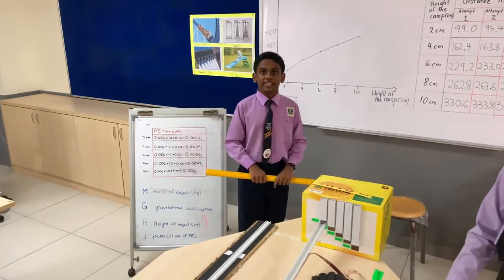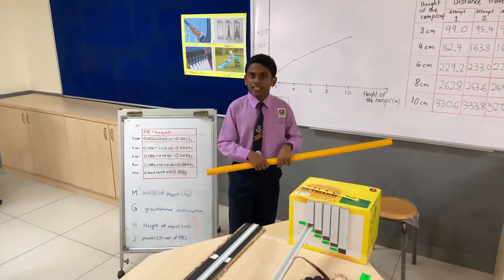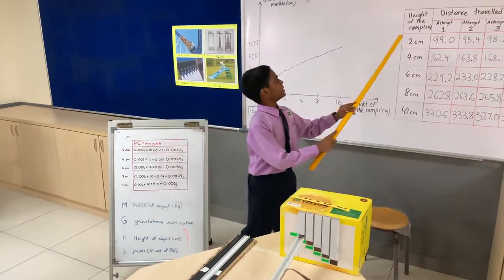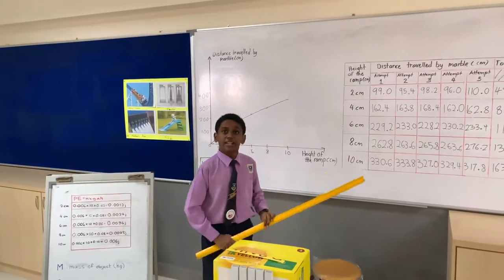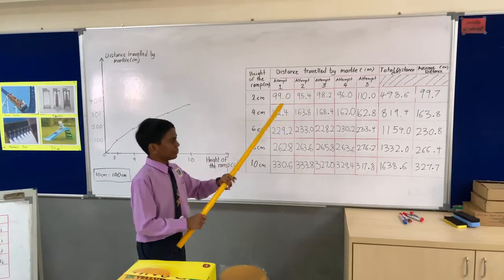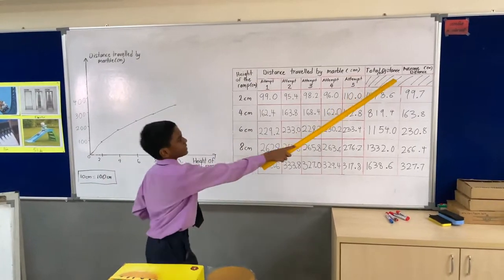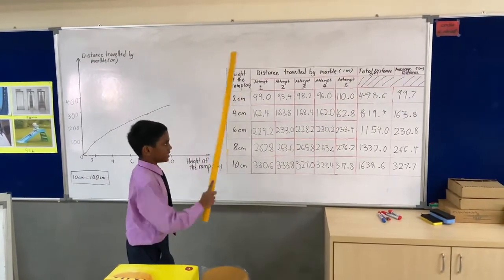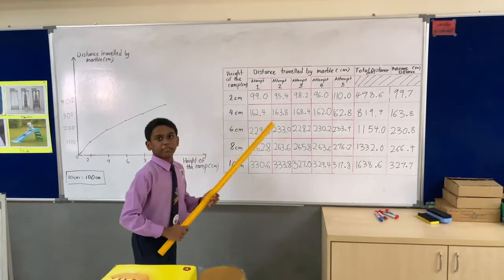Number 9. Discussion and recommendation. Our discussion and recommendation is that when the marble is released at 2 cm height, the range of distance traveled by the marble is between 0 to 150 centimeters. The average distance traveled by the marble at 2 cm height is 99.7 centimeters.